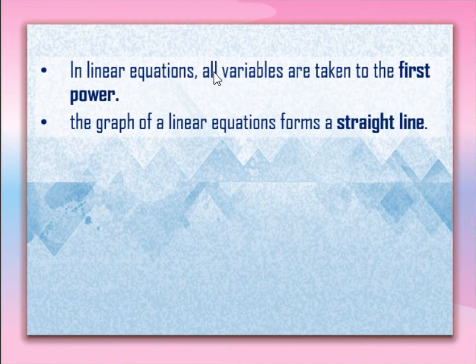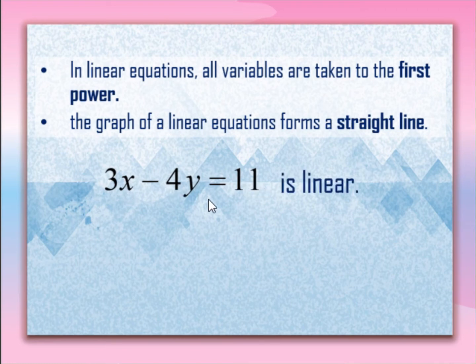We also need to remember that in linear equations, all variables are taken to the first power, and the graph of a linear equation forms a straight line. For instance, we have 3x minus 4y is equal to 11. Is this linear or not? We can say that this is linear because the variables are taken to the first power. x has an exponent of 1 and y also has an exponent of 1. Therefore, this equation is a linear equation.